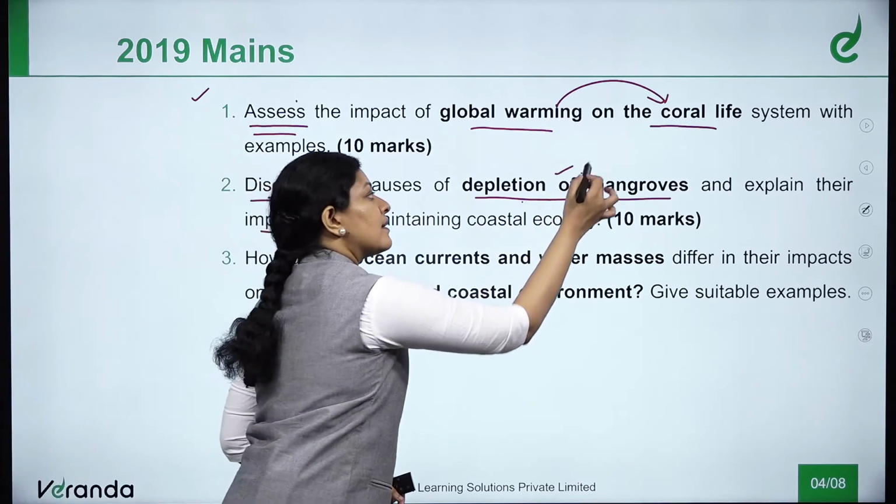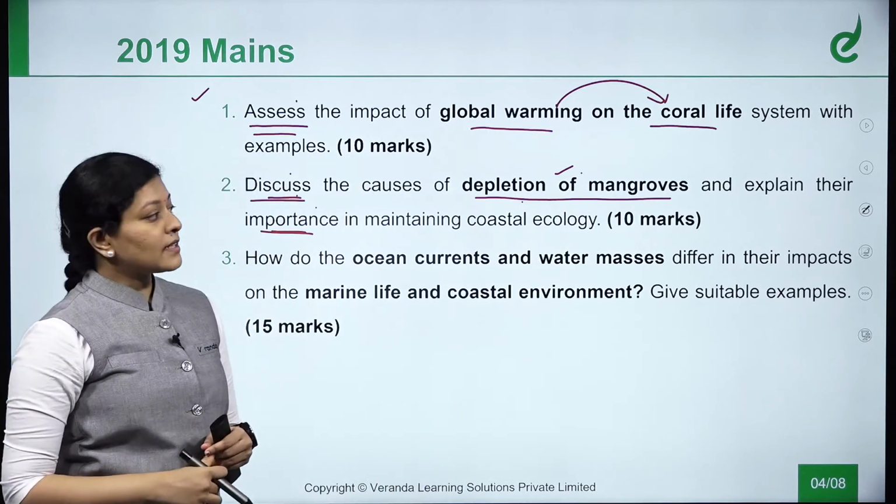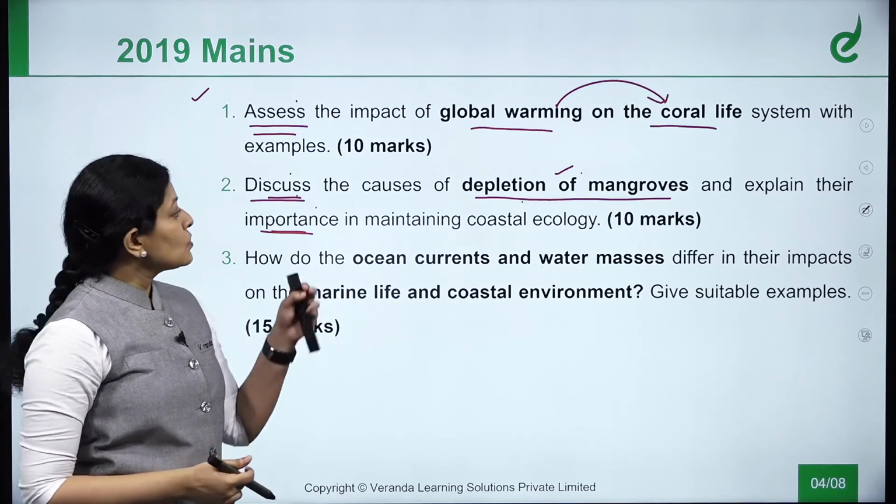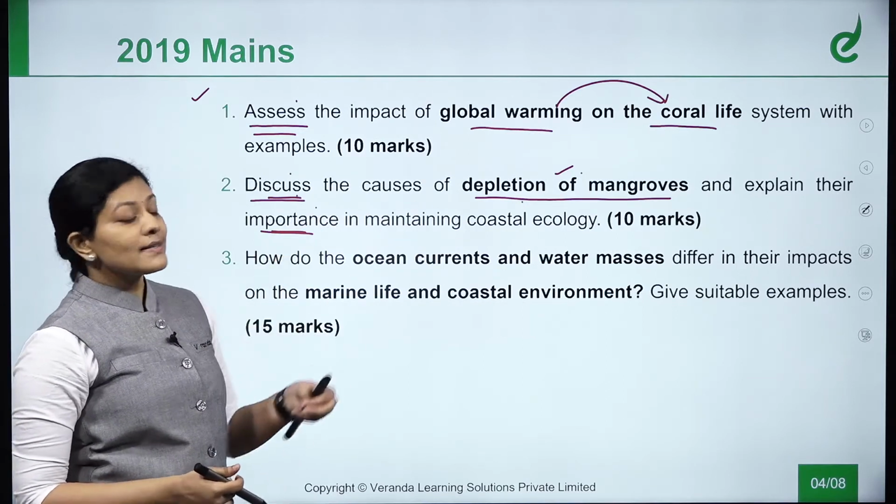Mangroves act as a barrier while flood occurs, and it stops coastal erosion. There are so many importance of mangroves as well. So you are supposed to discuss the particular statement.